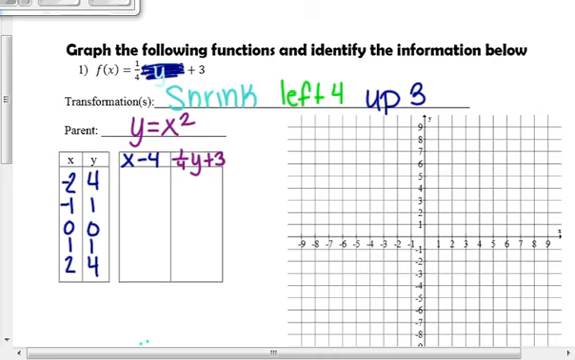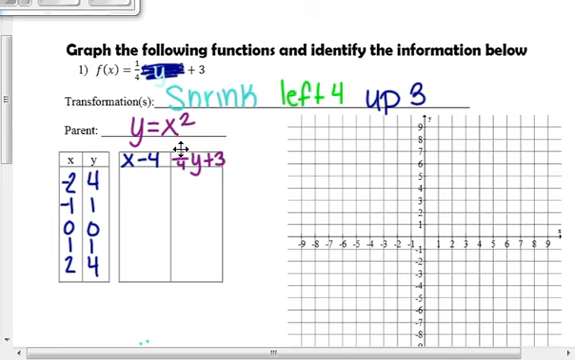When we shrink or stretch something, it's also affecting our y value. So the 1/4 needs to go in front of the y. If we were to have a negative in front of this function, we'd have a negative 1/4 y plus 3. Because when we reflect our function, we're still affecting our y value, not our x value. So then we just fill in the information that we have.